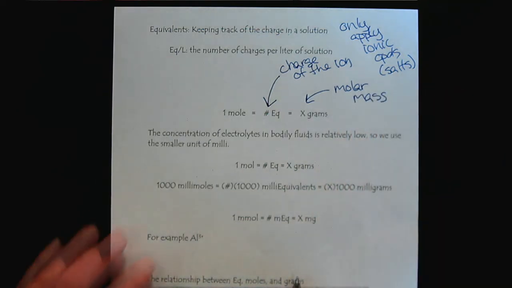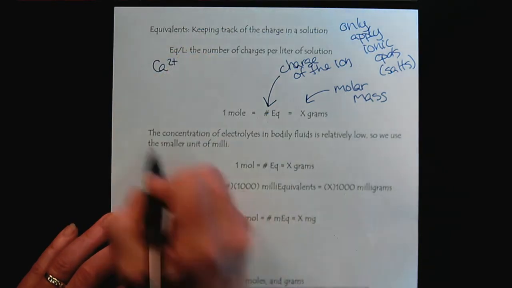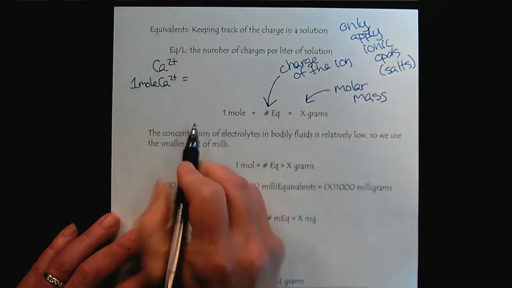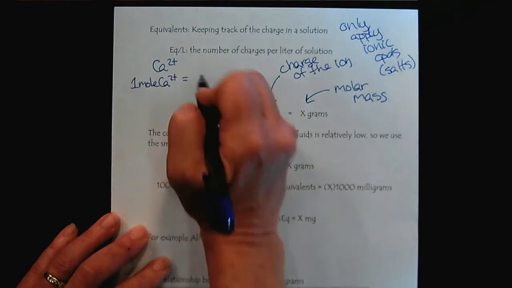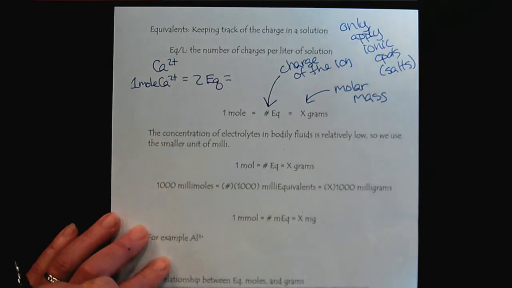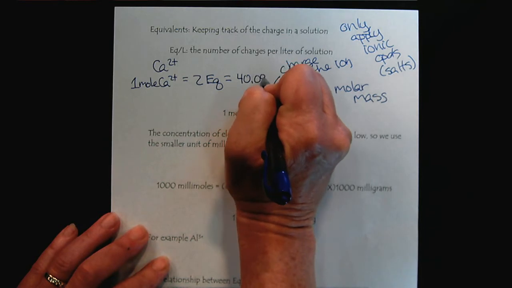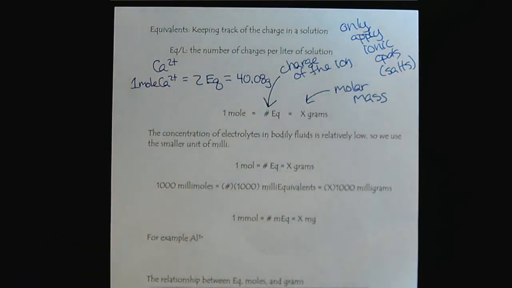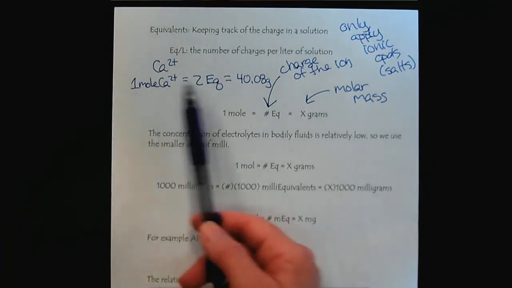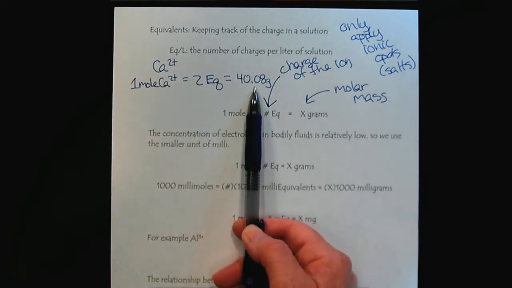All right, so for example, if we had calcium 2+, 1 mole of calcium 2+, because of the positive 2 charge, would equal 2 equivalents. And then we would look to the periodic table and we would see that that would be a mass of 40.08 grams. So for each ion, we can relate the number of moles to the equivalents through the charge, and then we can relate that to the mass of that particular ion.